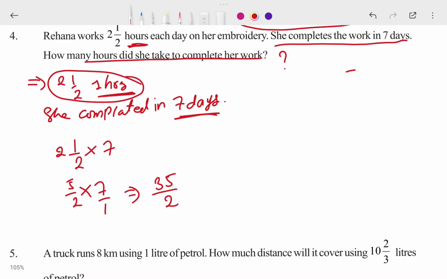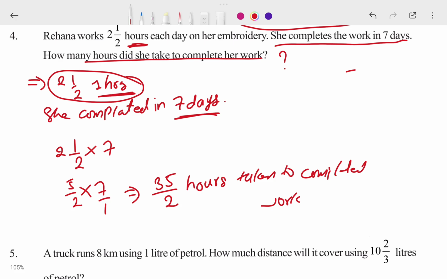So how many hours did she take to complete her work? So 2 hours. Okay, you can write hours taken to complete work. So I hope it is clear to you.